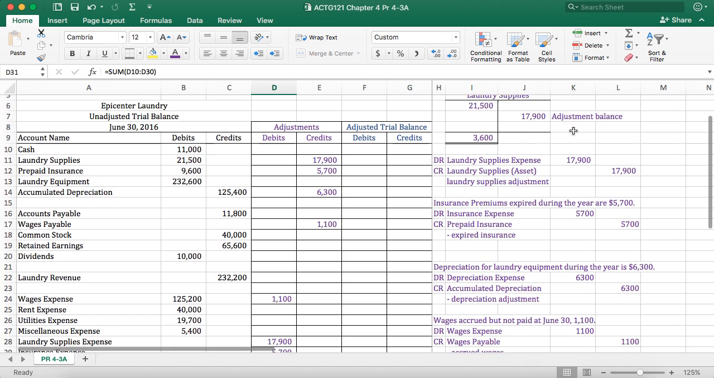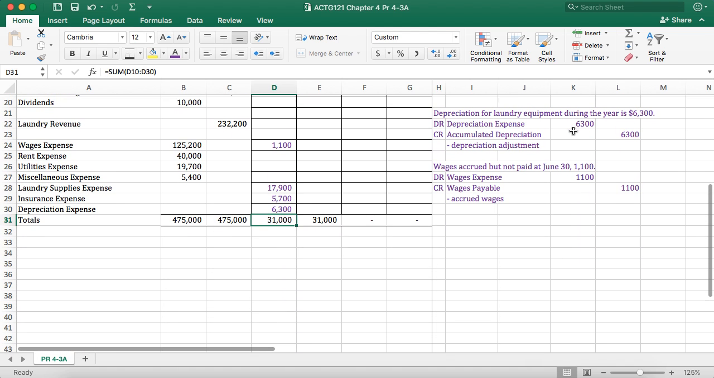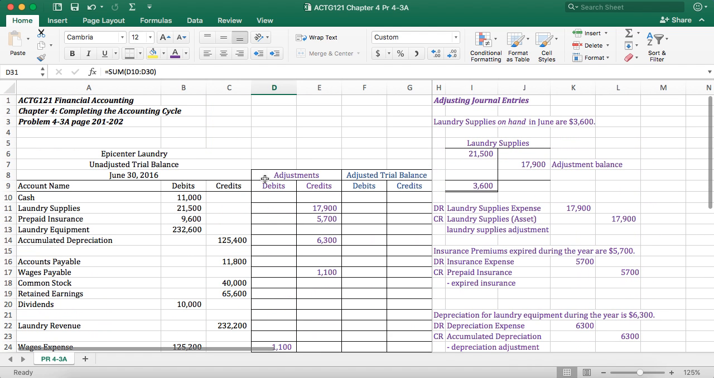We have our adjusting journal entries complete, and I've put them into the two adjustment columns.